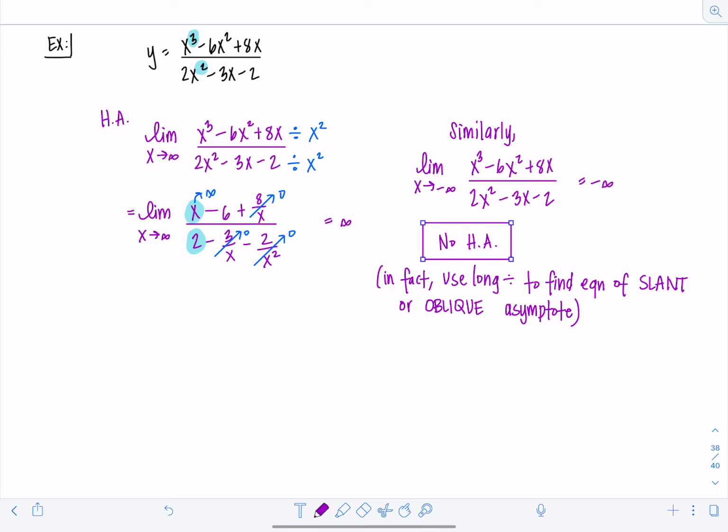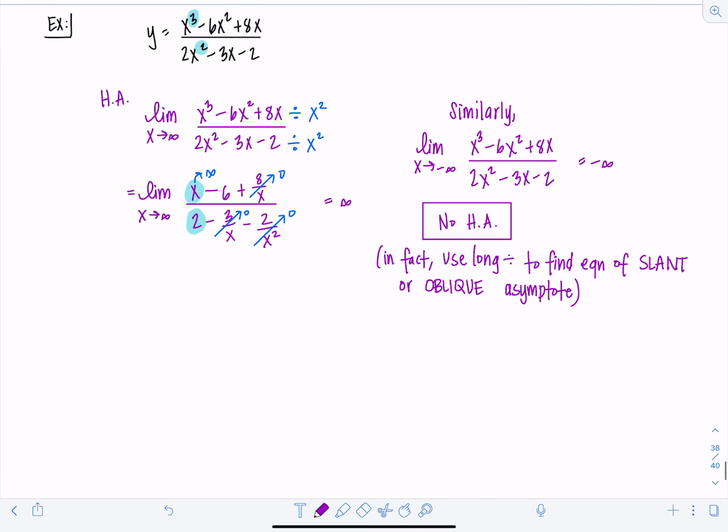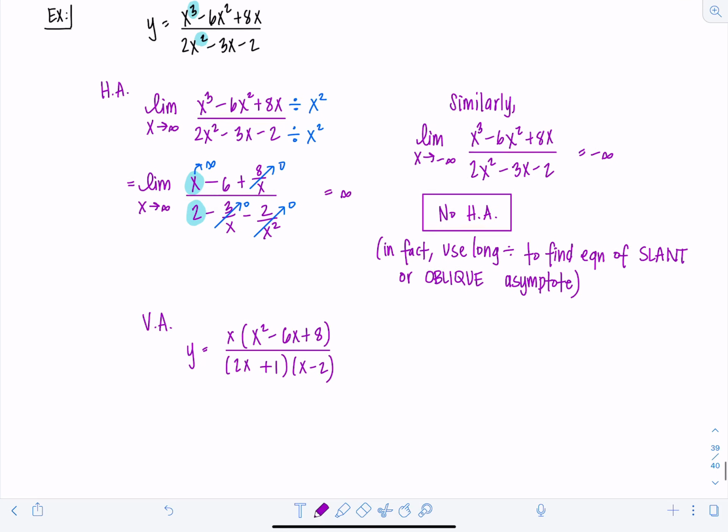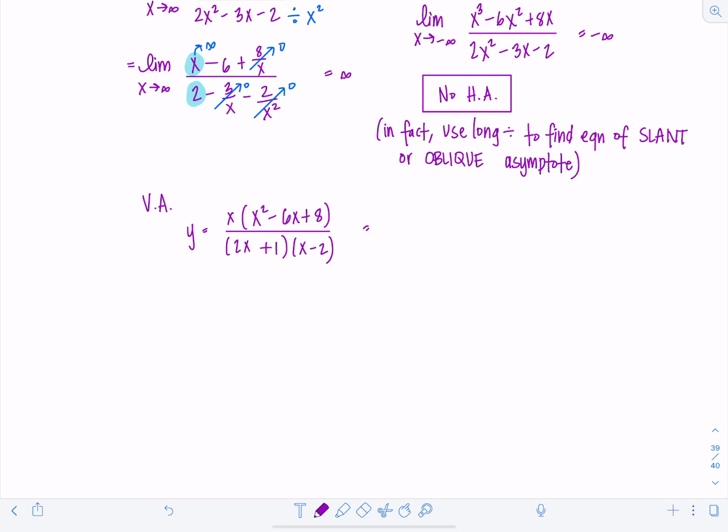Now, let's look at vertical asymptotes. So vertical asymptotes, I need to have everything fully factored, so let's do that. So we've got y equals, I notice in the numerator I can take an x out, and I'll have x times x squared minus 6x plus 8 over, denominator factors into 2x plus 1 and x minus 2. Okay, let's keep factoring. I have x times x minus 4 times x minus 2, and then in the denominator 2x plus 1 and x minus 2.